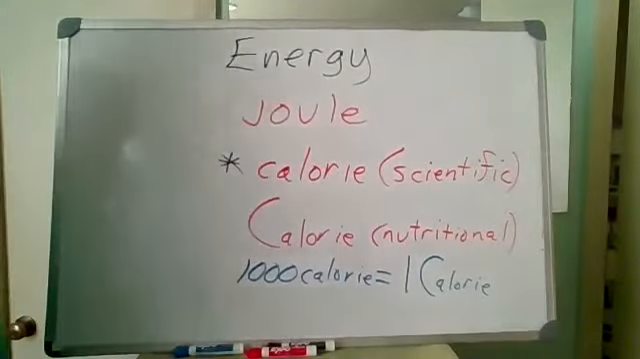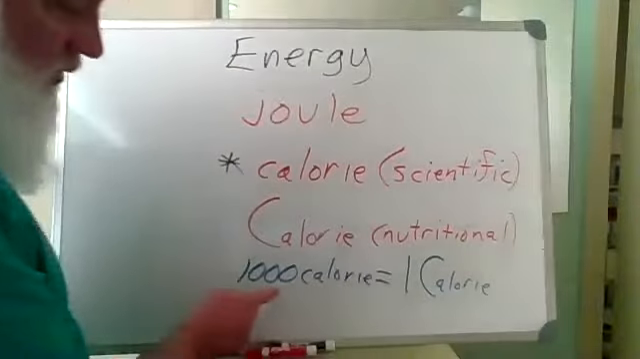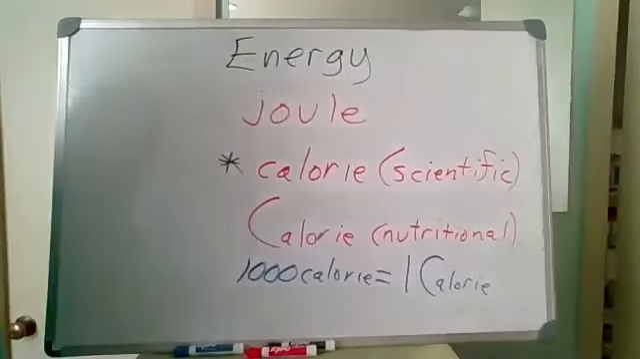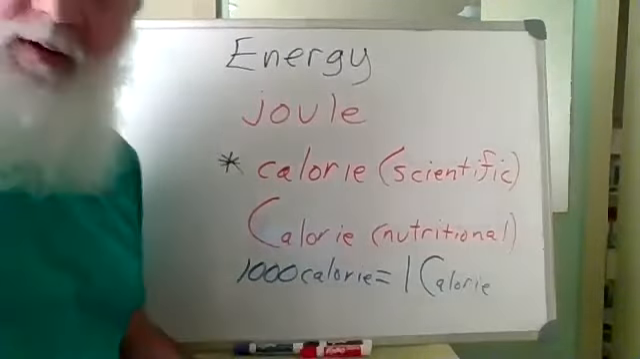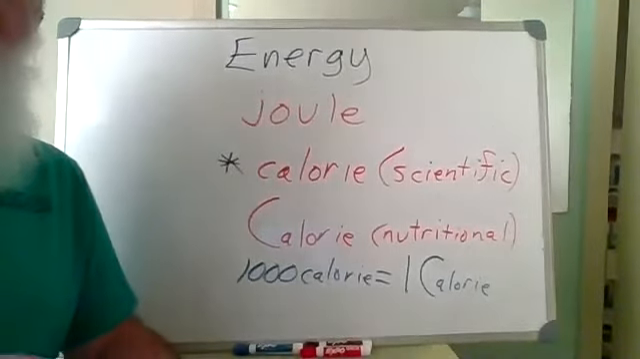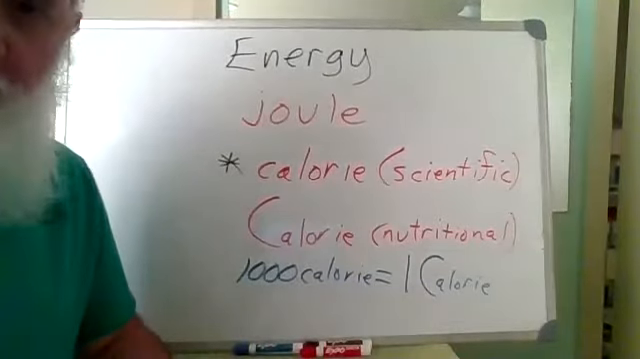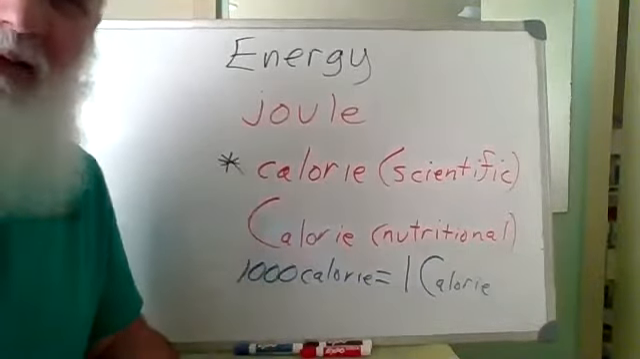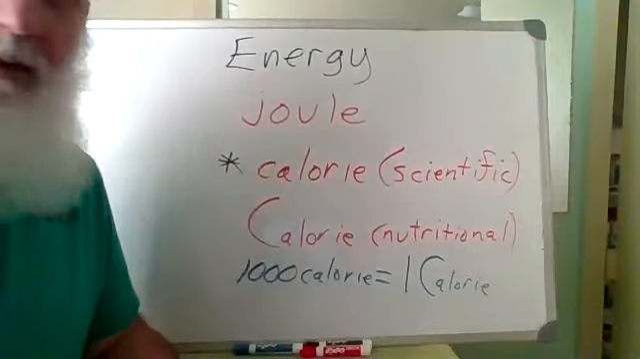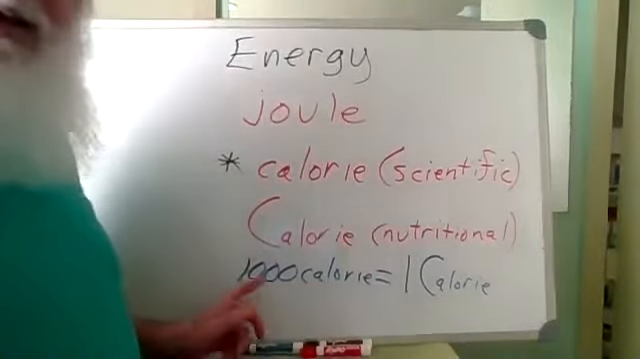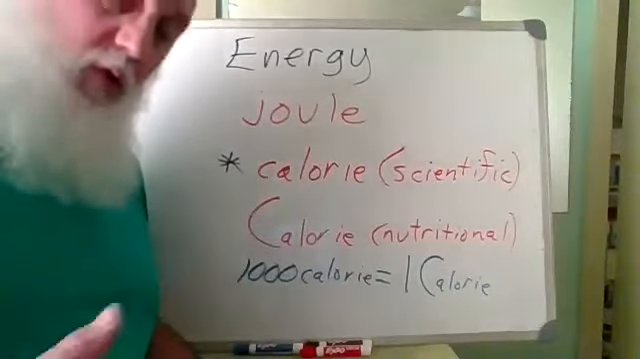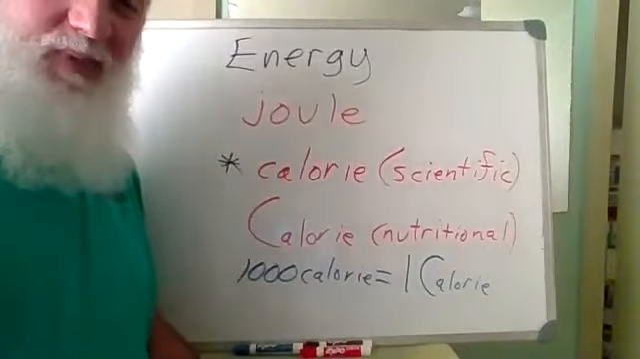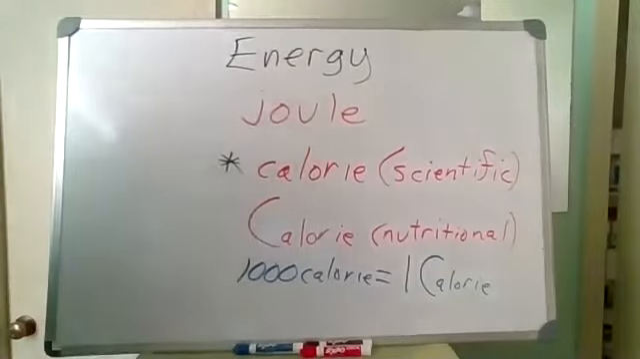Sometimes it might be better if nutritionists used the scientific calorie, because if you go buy a candy bar and it says there's 700 calories in this candy bar, you think no big deal, 700 calories, I can handle that. But if that wrapper said this candy bar has 700,000 calories, you might think twice before you ate that, right? But it is what it is.